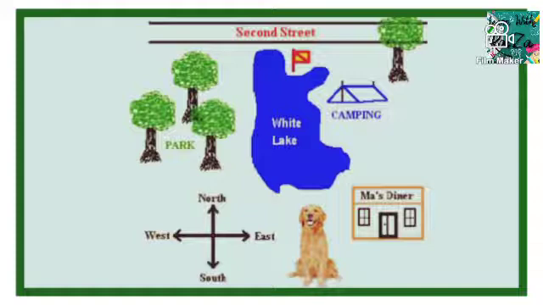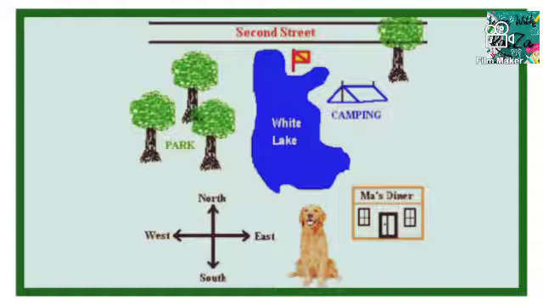Okay, I'll help you with the first one. The white lake is to the north of the dog because it is located on top of that place. So, north of the dog. Then the second, if I ask you, to which direction are the trees of the park located? The trees are located to the north of the dog.